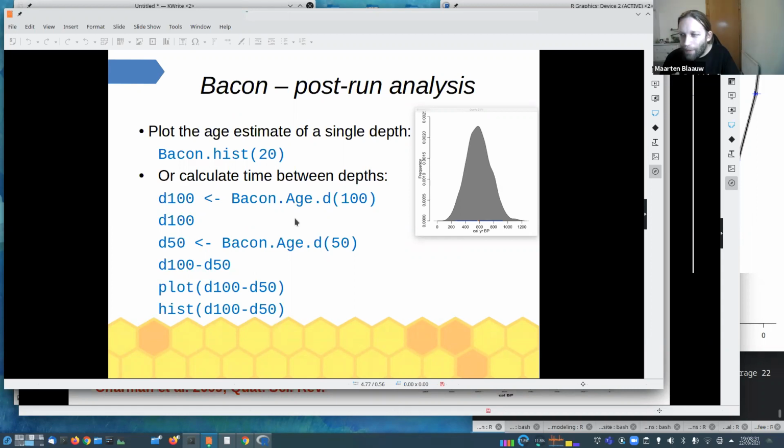Yeah, so that's where R is really useful, that after the run, you can really get to grips with, okay, what does this model tell me about my proxies and about my core?